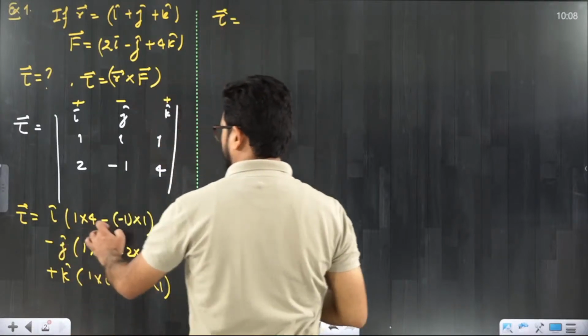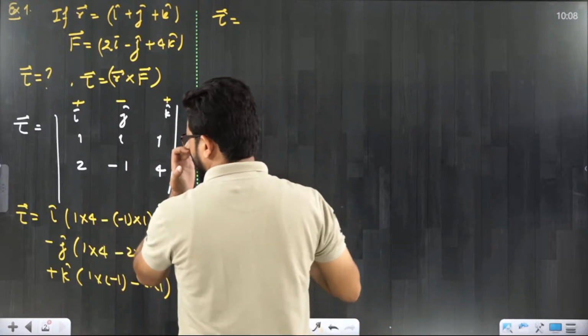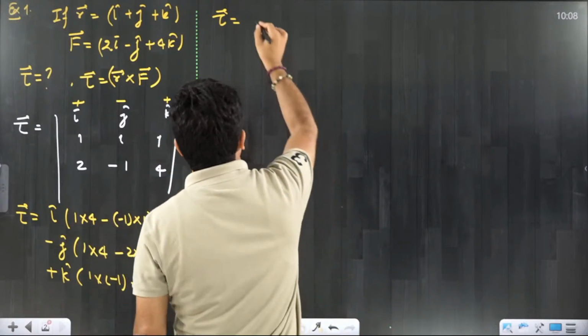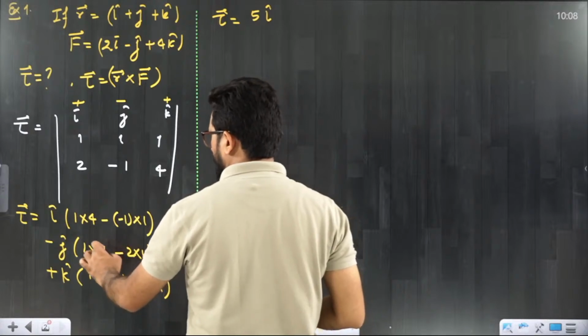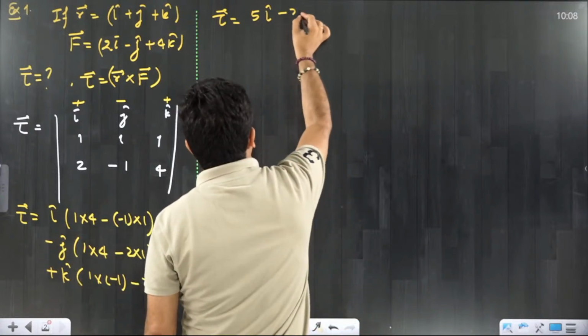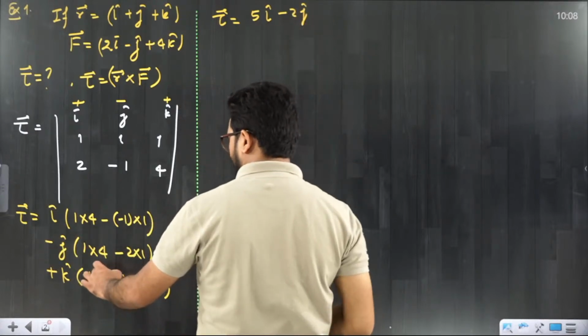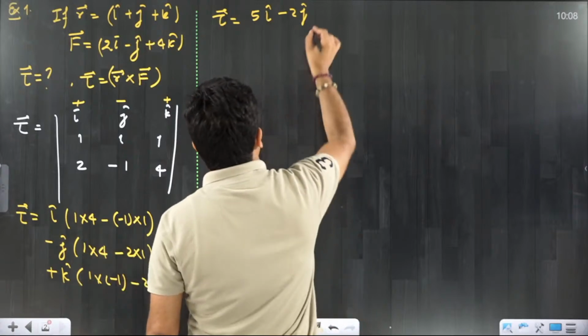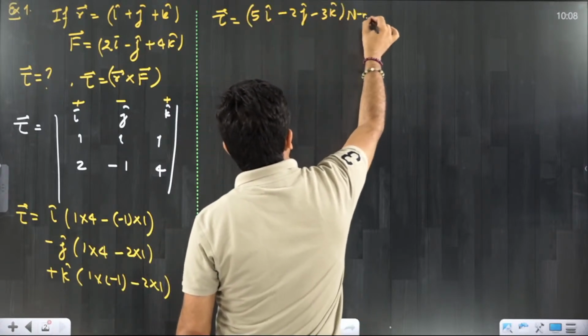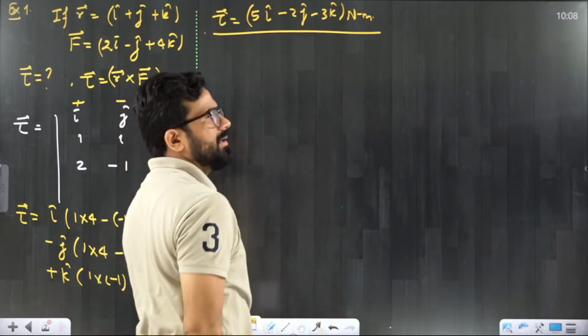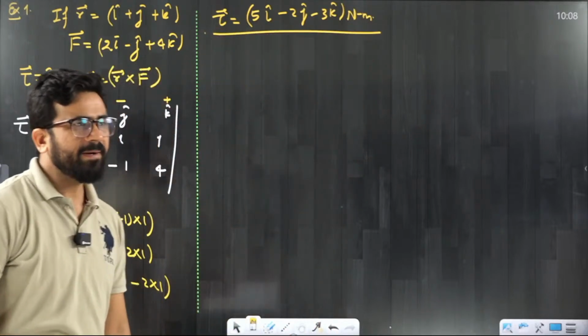From here, just focus on the board, the torque would be equal to how much? 4 plus 1, that is equal to 5 i cap. 4 minus 2, that is equal to 2, and this is a minus, so minus 2 j cap. And this would be minus 1 minus 2, that is minus 3 k cap. Okay, this is in newton meter. This is a very simple torque. I am writing it.